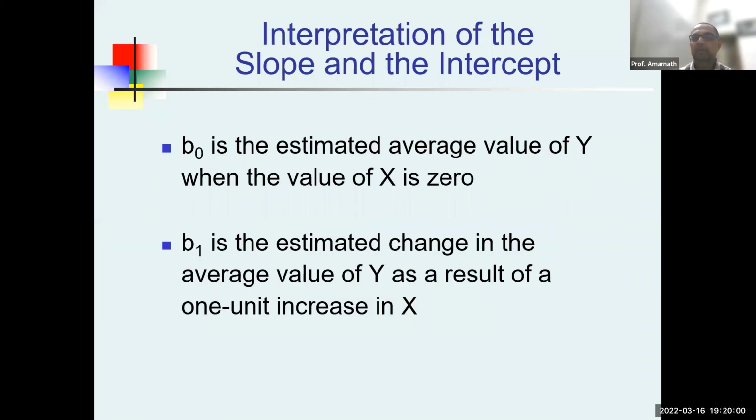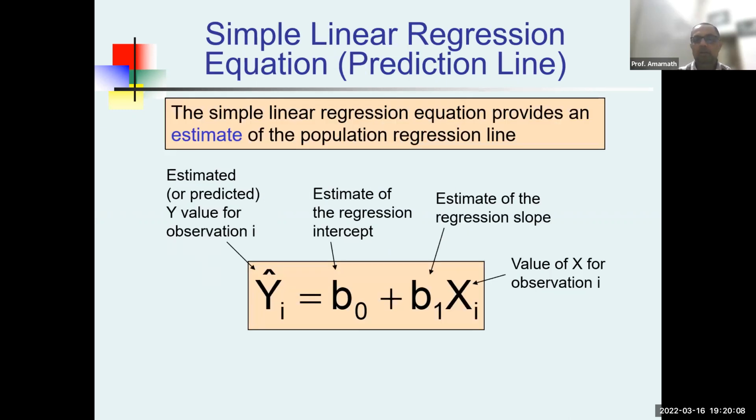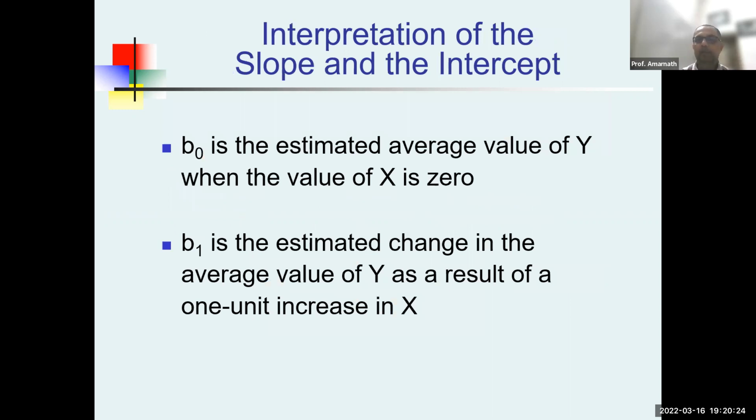What is this B0 in this equation? B0 is the estimated average value of y when the value of x is 0. That is true. If x is equal to 0 here, B1 also becomes 0, and B0 becomes an average. So whatever y I can estimate is an average value. B1 is the estimated change in the average value of y as a result of a 1 unit increase in x.